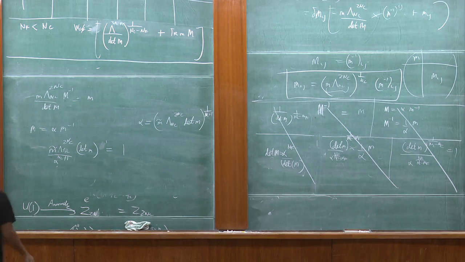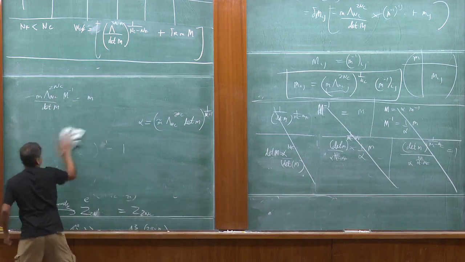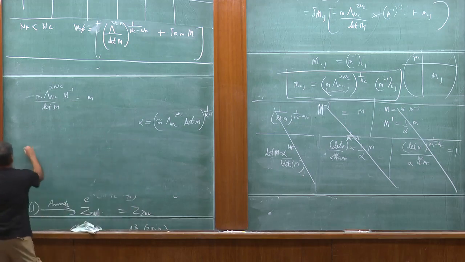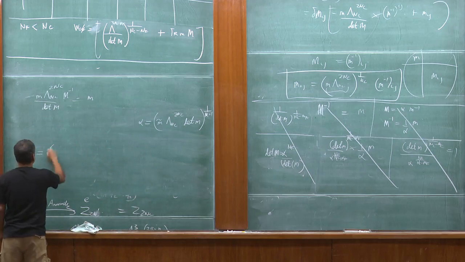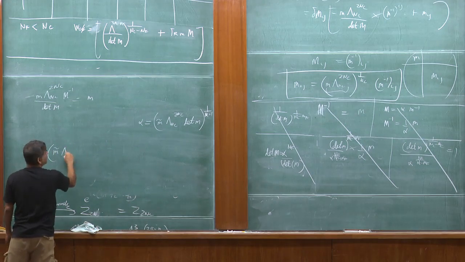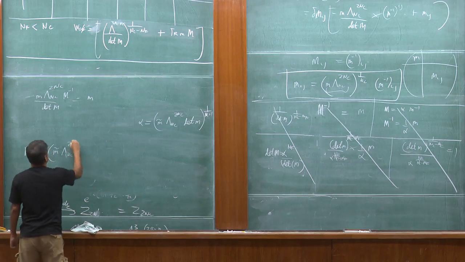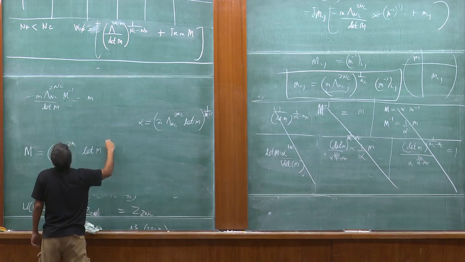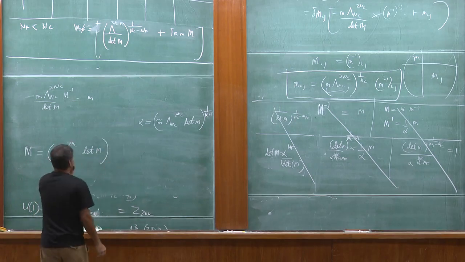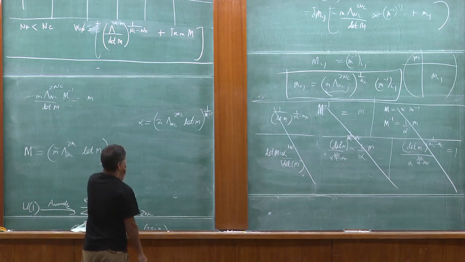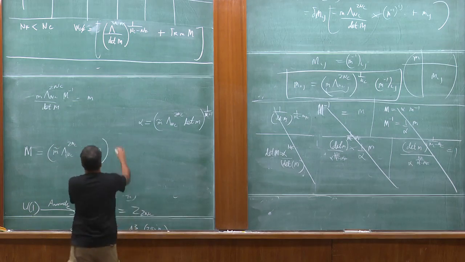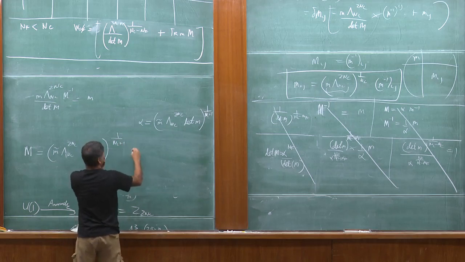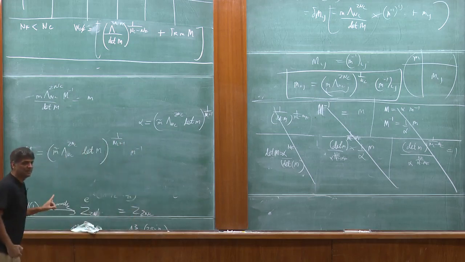Okay. Excellent. And so our final formula is that M was equal to M tilde lambda to the power NC, lambda NC to the NC, det m to the power... Have I messed up here?